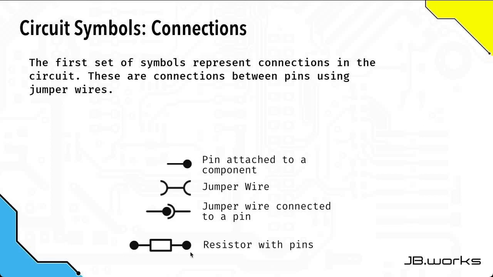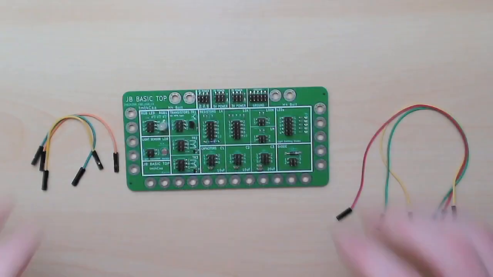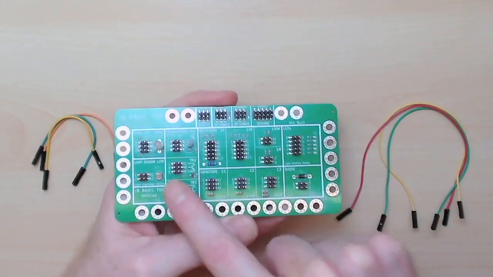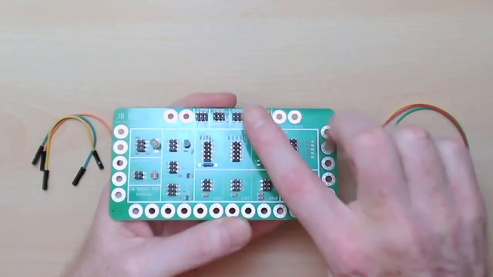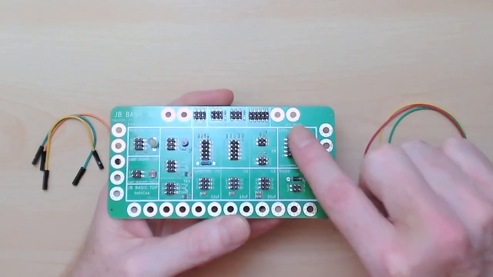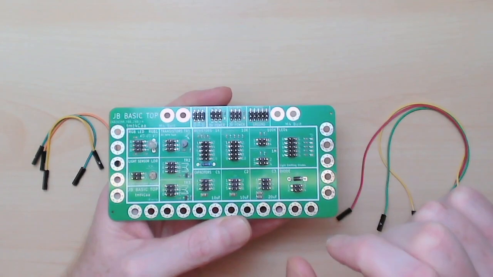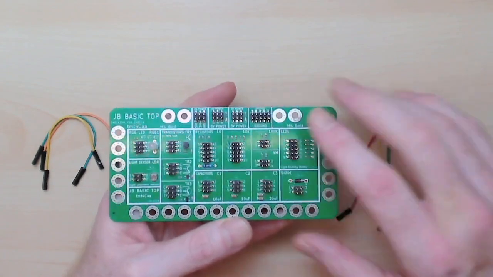And when you look at components, you can see that they have round dots on either end, and these are the pins where you can plug in the jumper wires. So these are the connection symbols that you'll see in a circuit diagram. Looking at the JackBord Top, the first thing you'll notice is that it's covered in lots of spiky pins. These are those symbols in the previous page with the dots on the end, and they represent pins.